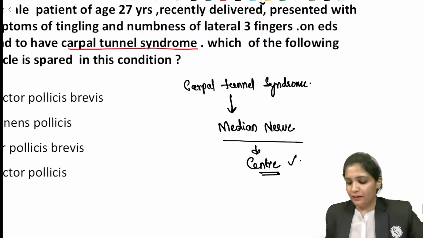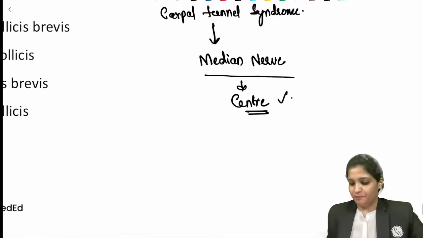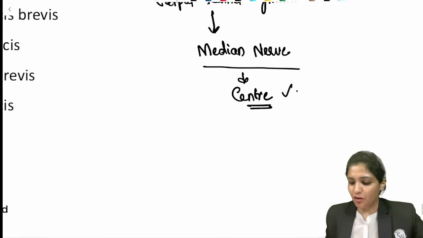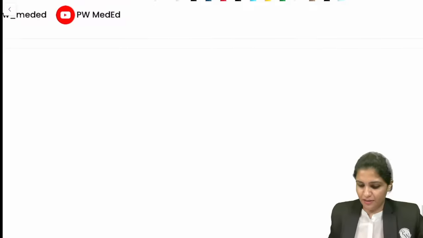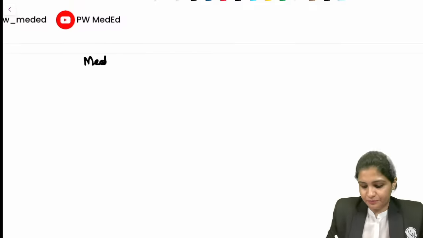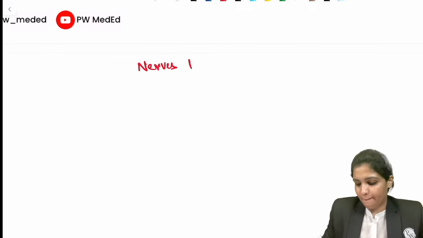So what is the nerve supply? What are all the muscles which are supplied by your median nerve is the question, right? So median nerve. In that case, let's deal with the nerves of the upper limb. It will be a quick review, don't worry.